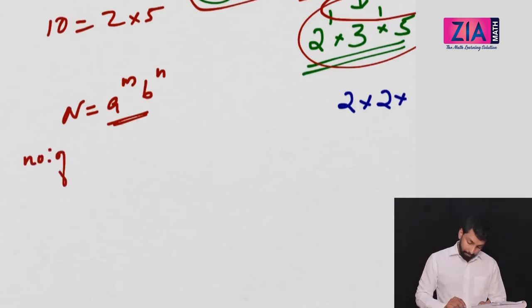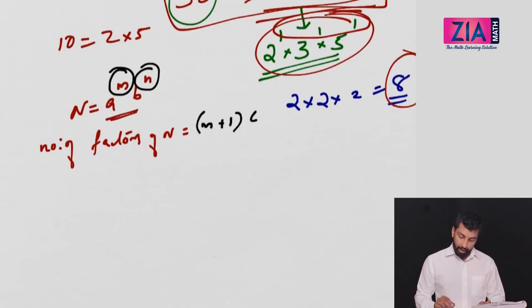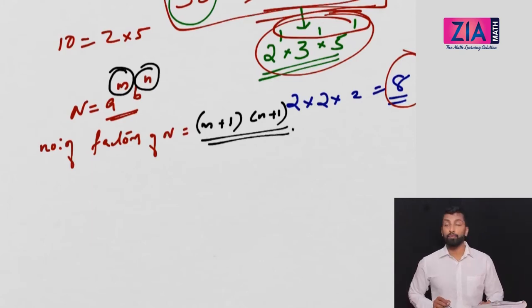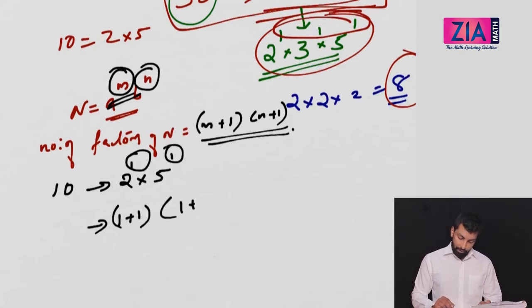The number of factors of n is equal to, see here if you observe the power is m, so m plus 1, here the power is n, so n plus 1. So the number of factors depends on the power. Once you prime factorize, the prime is not important; the power is important. So you'll write it as m plus 1 into n plus 1. If you take 10, how will you prime factorize? 2 into 5. So this is actually 2 raised to 1 and 5 raised to 1. So the number of factors will be 1 plus 1 into 1 plus 1, so 2 into 2, which is equal to 4.